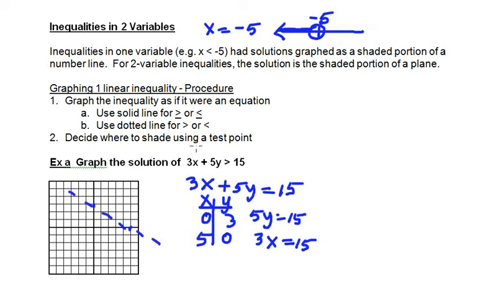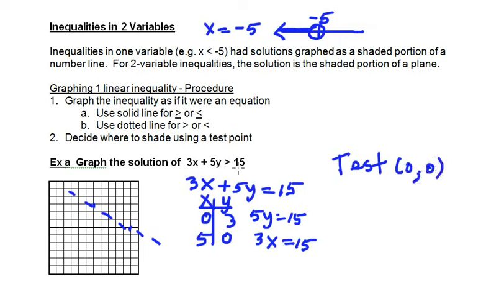Next, it says decide where to shade using a test point. So I can imagine any point that's on either side of this line, but I want to choose a point that's easy to use. And when I look at the origin, it is squarely on the lower side of this line, so that's a good point to choose. If the origin had actually been on the line itself, I wouldn't have wanted to pick it, but again, it is below the line. So I am going to test the origin. I'm going to test (0, 0) in the original inequality.